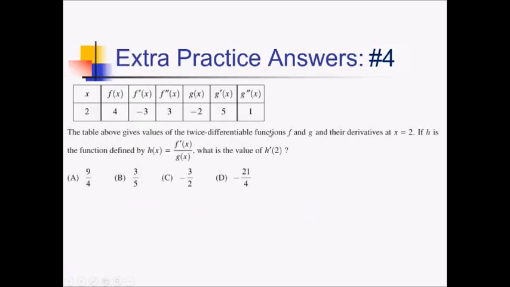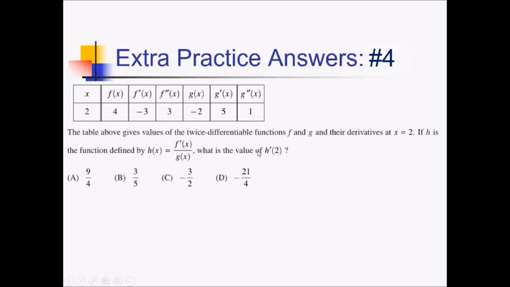For this one, I've got a table of values for f and g and their derivatives at x equals 2. If h is f prime of x over g of x, ooh, that's kind of interesting. Usually it's just f of x, but now it's f prime of x. We want to know the value of h prime of 2.